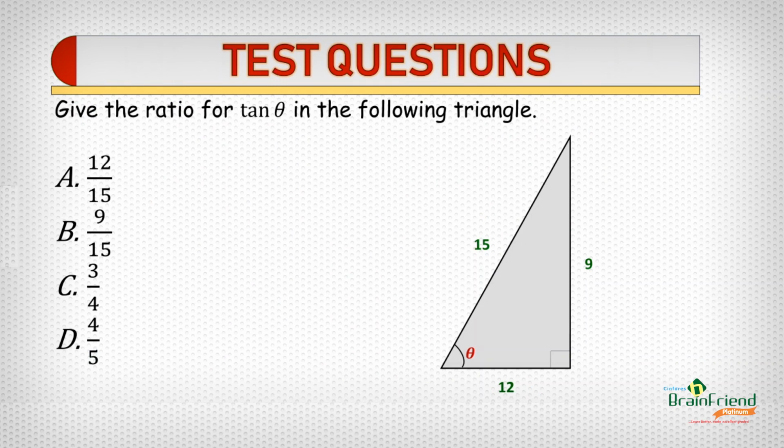It's test time. Question 1. Give the ratio for tan theta in the following triangle. Option A, 12 over 15. Option B, 9 over 15. Option C, 3 over 4. Option D, 4 over 5. The answer is option C, 3 over 4.